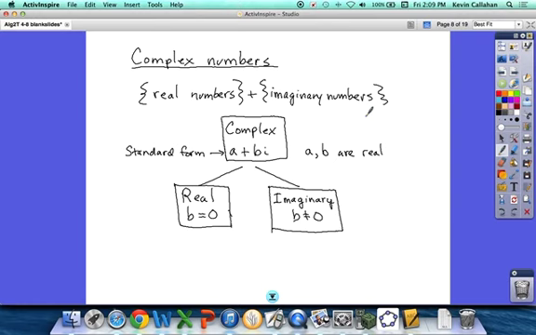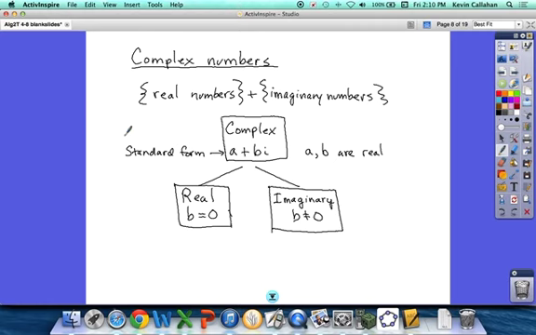Complex numbers are written with this format: a plus bi, where a and b are real numbers. So it means that there can be two parts to the complex number, one part that doesn't have an i in it, and one part that does. The part that doesn't have an i in it, that's real. The part that has an i in it, that's imaginary. And that is called standard form for a complex number, a plus bi.